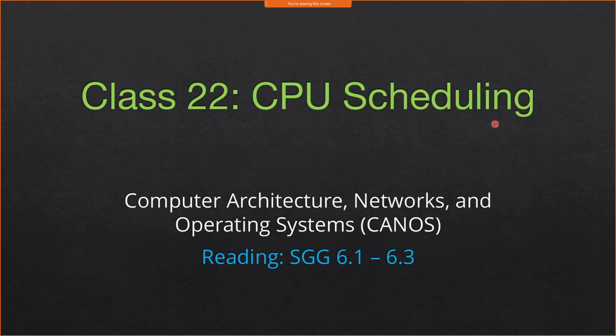Okay, so in class number 22, we are going to be talking about how you schedule processes for the CPU to work on them. So we'll take a look at several scheduling algorithms and the related circumstances in which you might want to schedule one process over the other. So we are going to be talking about scheduling processes in a computer system here.